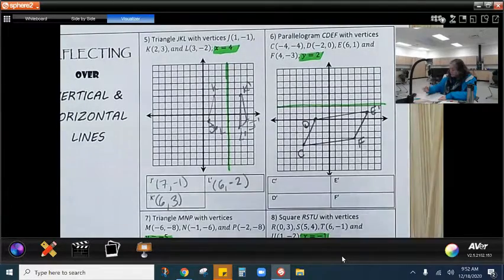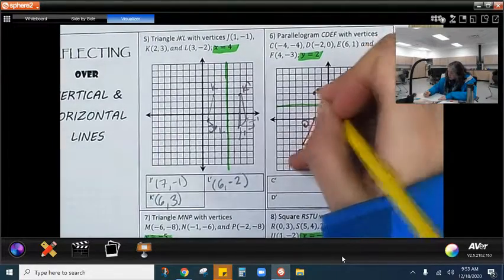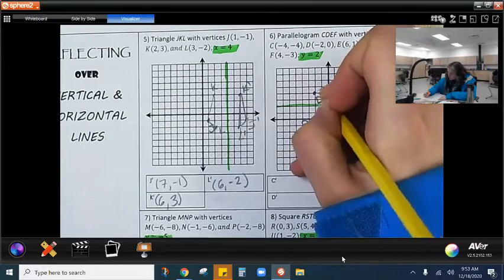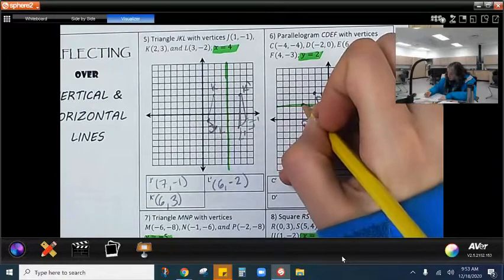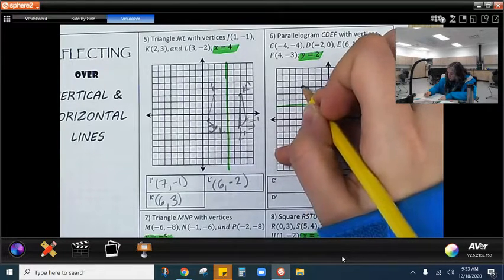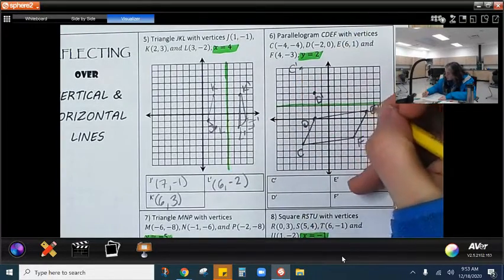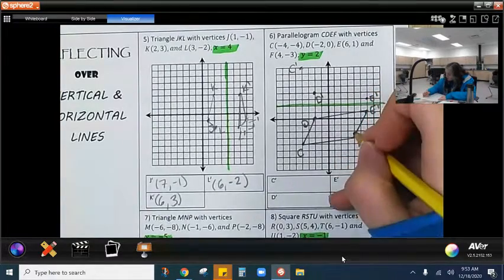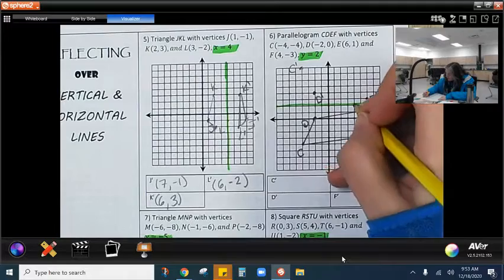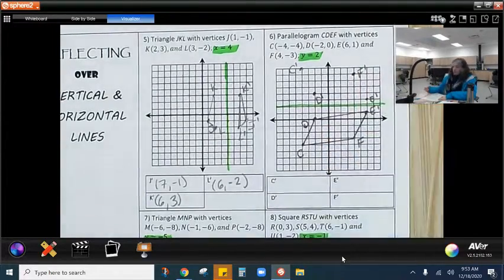So we've got our points. Now we need to reflect it across our line. Well, D is 2 away, so that means D prime will be here. This will be D prime. C is 1, 2, 3, 4, 5, 6 away, so it will be at 1, 2, 3, 4, 5, 6. Whew, barely fit on there, but that's okay. E is 1 away, so E prime will be 1 away. And then F is 1, 2, 3, 4, 5. 1, 2, 3, 4, 5 for F prime.